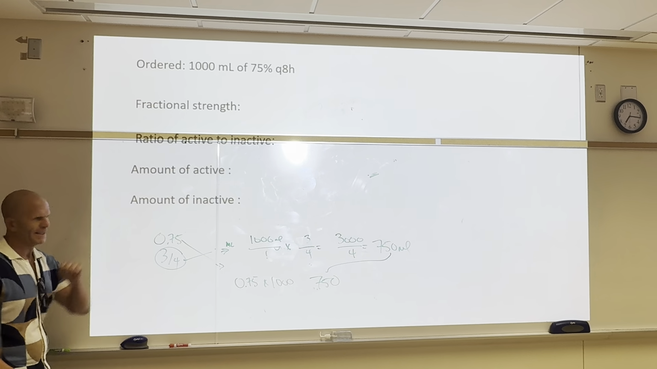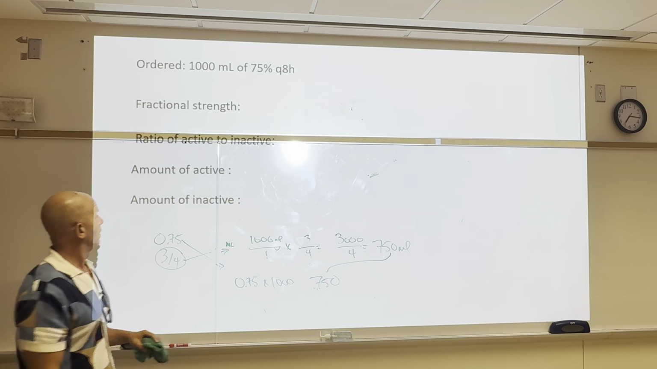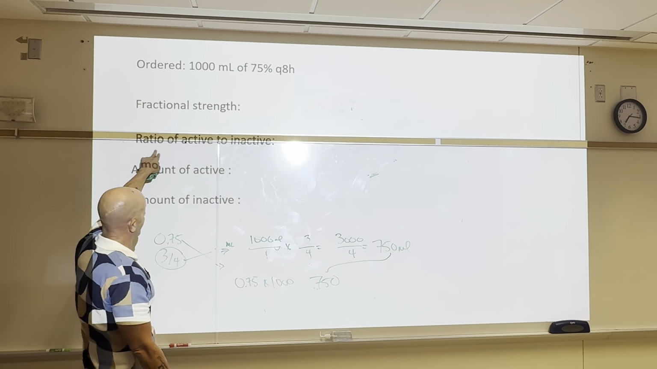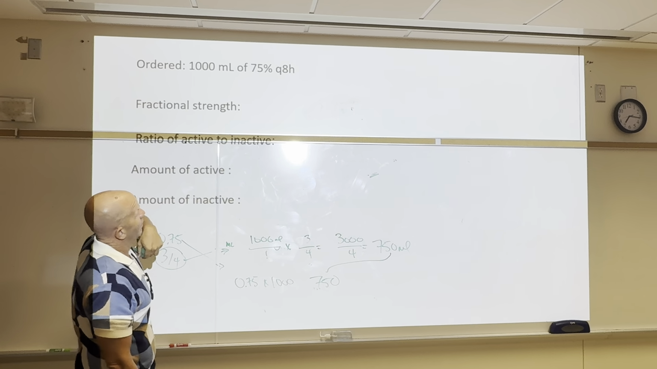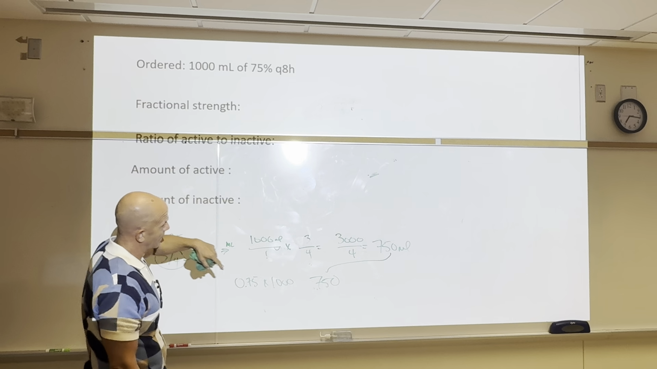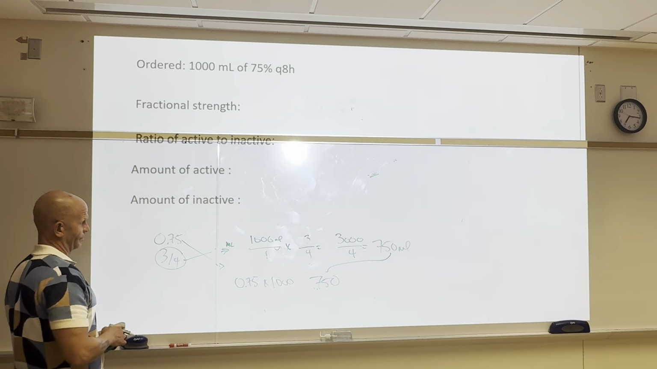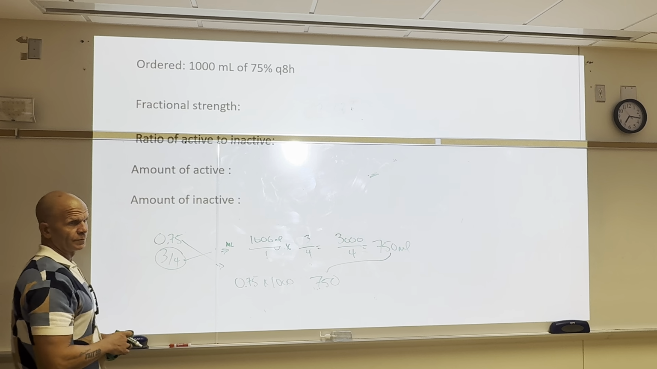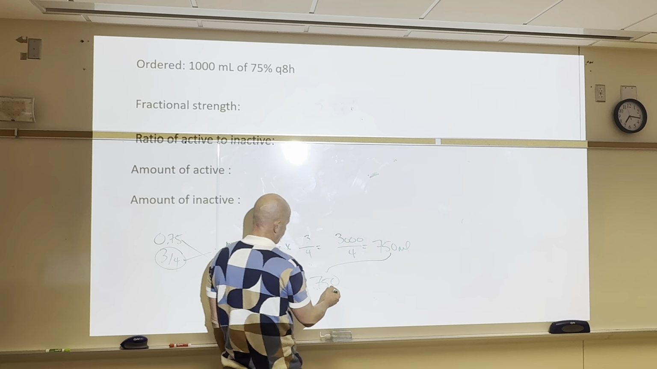$750. See, there's two ways of doing it for you. Either way, I'll give you credit. So now, what's the ratio of active to inactive? Well, 750 mLs is what? Is that active or inactive? 750 is active.